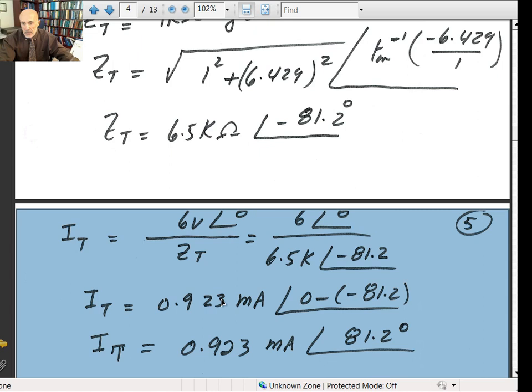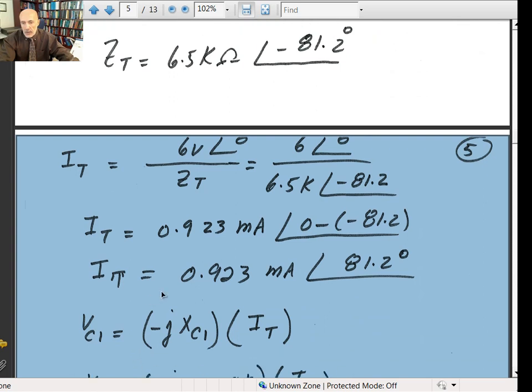6 divided by 6.5 K gives you 9.923 milliamps. And then it's 0 minus the angle of the denominator. Minus minus will give you a plus. So you can see the current will be leading the voltage by 81 degrees, because we took the voltage at an angle of 0.